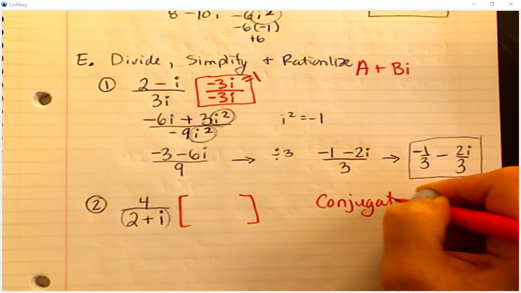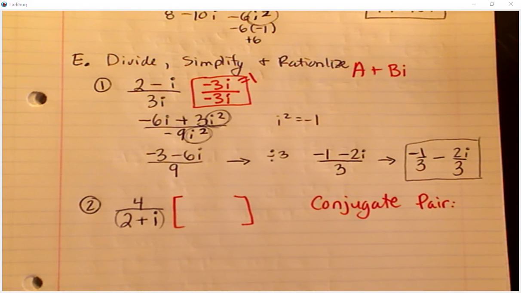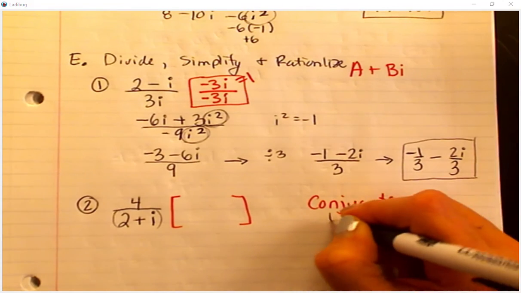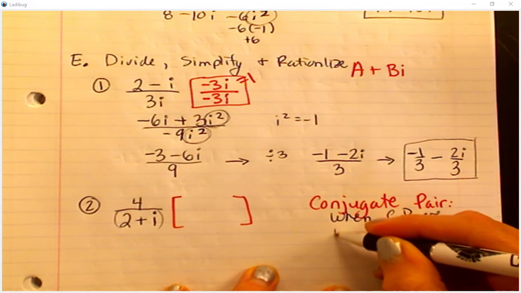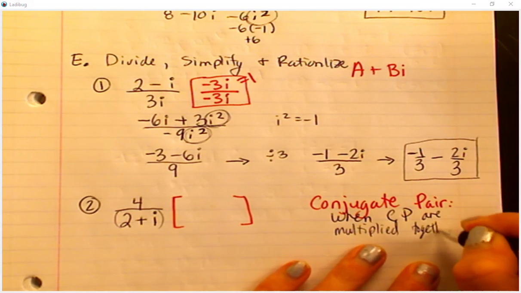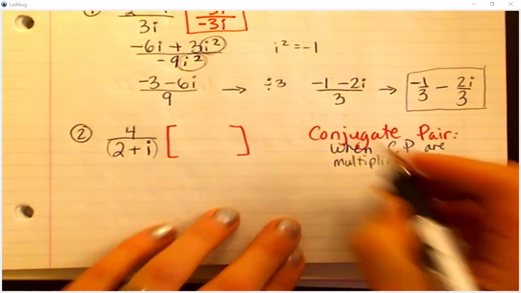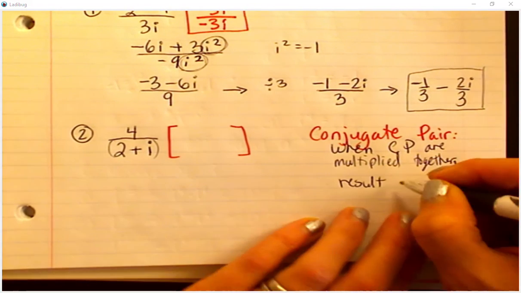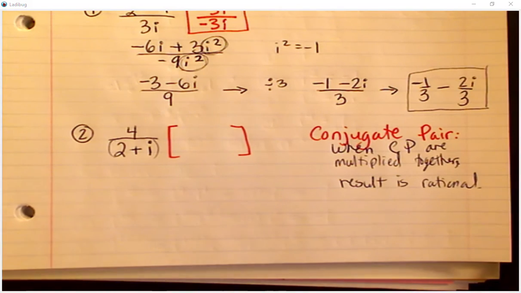Conjugate pairs. When you multiply conjugate pairs together, the result is a rational number. Oh, okay, that's what I want. When conjugate pairs are multiplied together, the result is rational. Okay, so what are conjugate pairs?